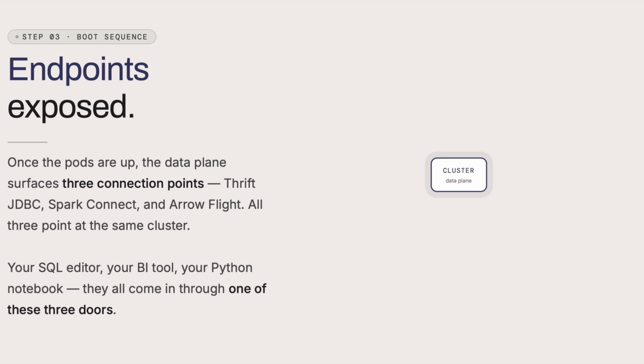Step 3. Endpoints open up. The data plane exposes 3 connection points. Number 1, a Thrift JDBC endpoint. Number 2, a SparkConnect endpoint. And number 3, an Arrow Flight endpoint. All 3 point to the same cluster. Your SQL editor, your notebook, your BI tool, they all come in through one of these 3 doors.